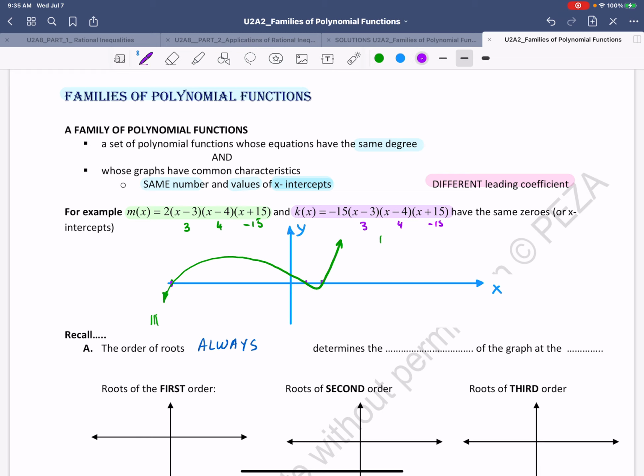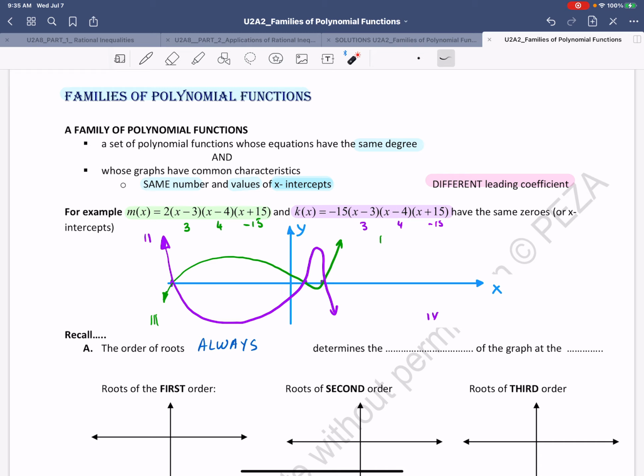Now, for the second function, k of x, we have a leading coefficient that is negative in a third degree polynomial function, which means that the graph will start in quadrant 2 and end in quadrant 4. So it will be a bit steeper, or a lot steeper, I should say, because the leading coefficient is quite large compared to 2, but this is the idea of two functions that belong to the same family. So what they do have in common is only the x-intercepts. The behaviors may be different or may follow different patterns.